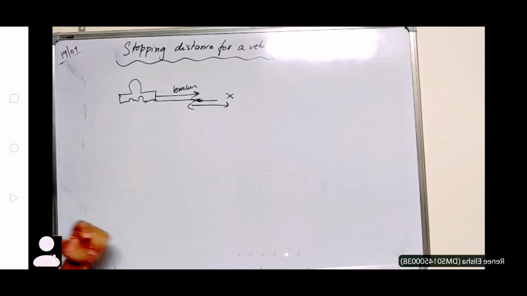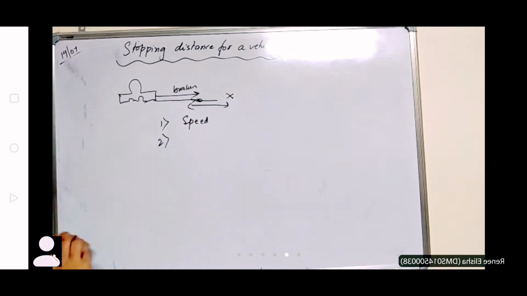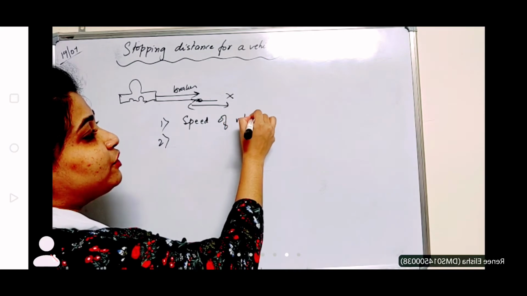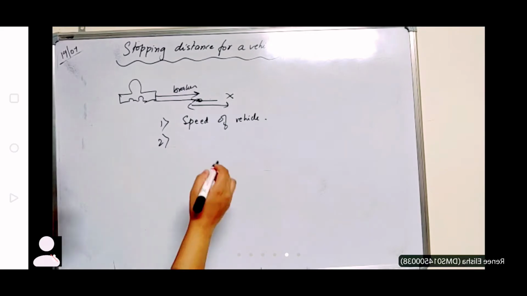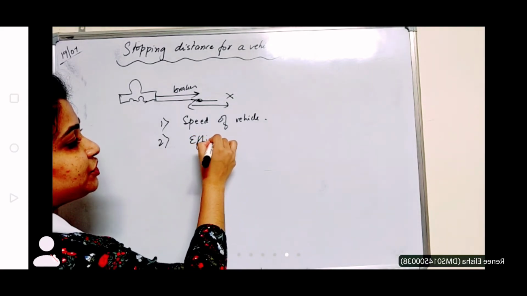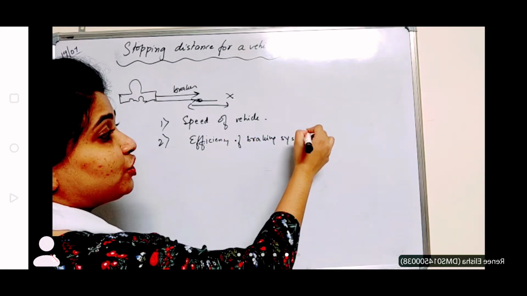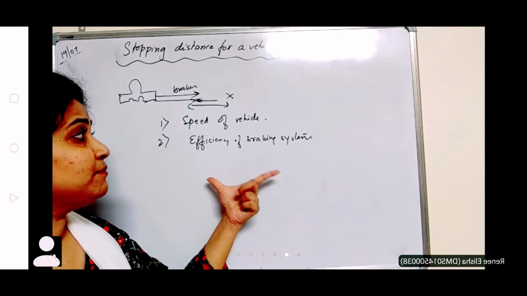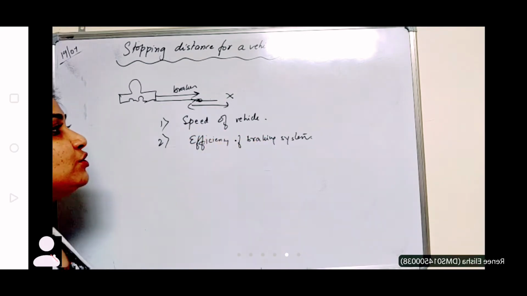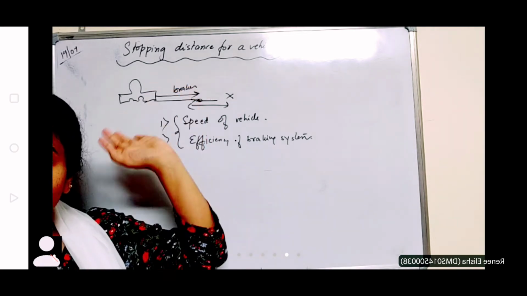Its value depends on two factors. The first factor is the speed at which the vehicle is running, the speed of the vehicle. The second factor is the efficiency of the braking system. How efficient is your brake? Is it functioning properly or not? So these two factors, the efficiency of the braking system and the speed of the vehicle, affect our stopping distance.